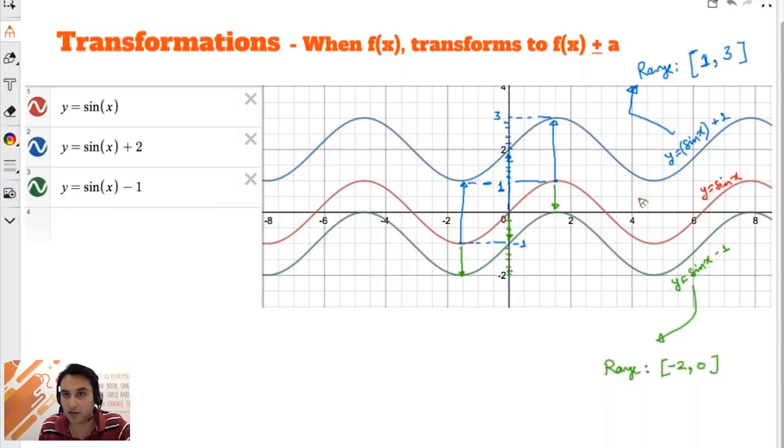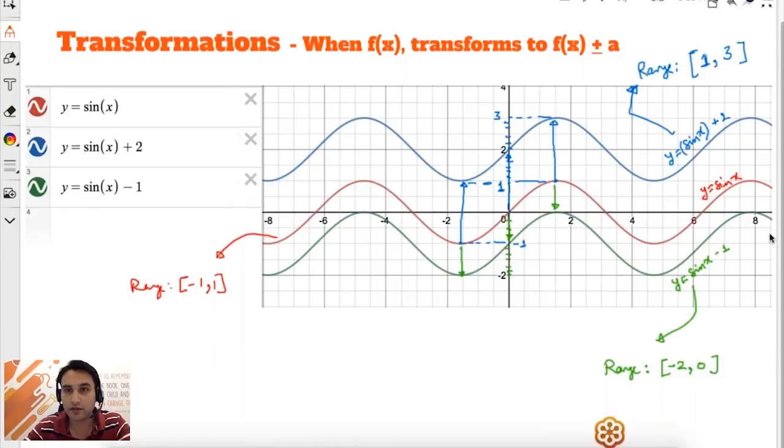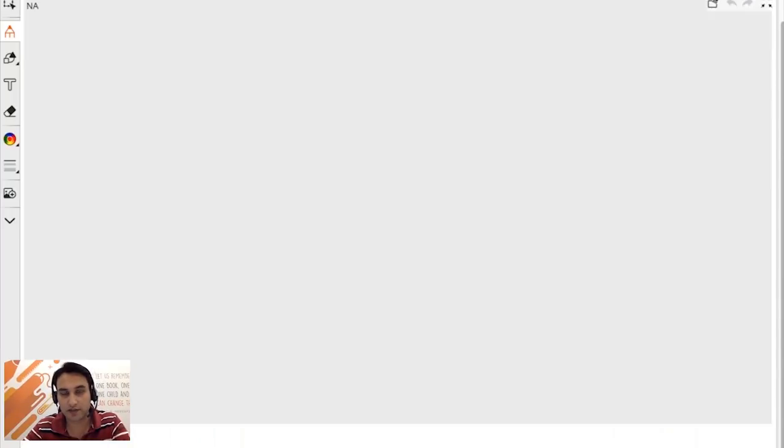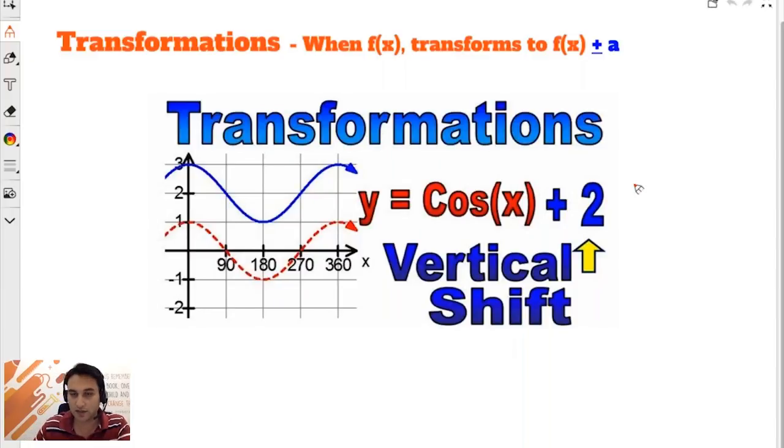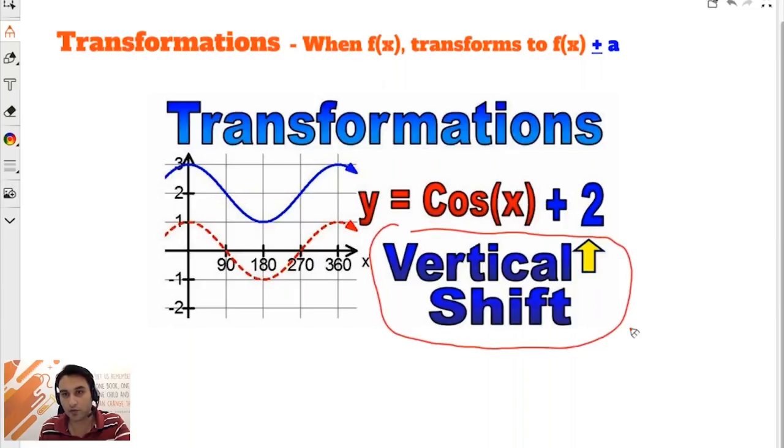And what is the range of sin x? All of you know, the range of sin x is -1 to 1. So basically when you added 2, both the minimum and the maximum value increased by 2. And when you subtracted 1, the graph went down, and both the minimum and the maximum values decreased by 1. Okay, so this is again vertical transformation as we learned previously. This is the vertical shift. Nothing special here. The graph goes up or the graph goes down.